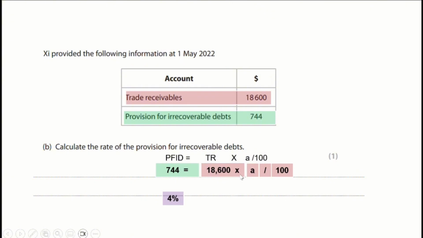18,600 into A over 100 equals 744. So 744 divided by 18,600 times 100 should give 4%.